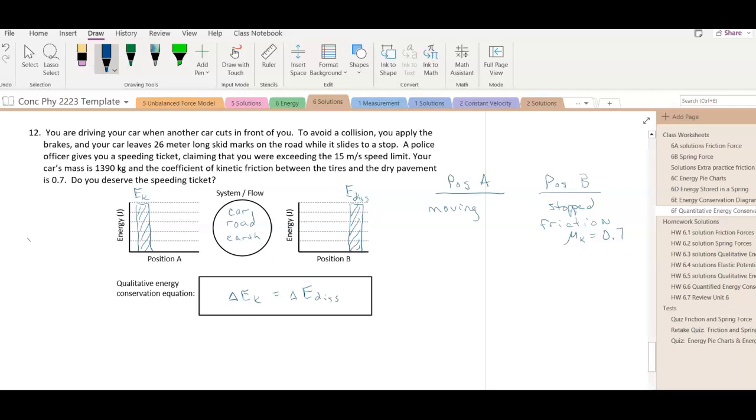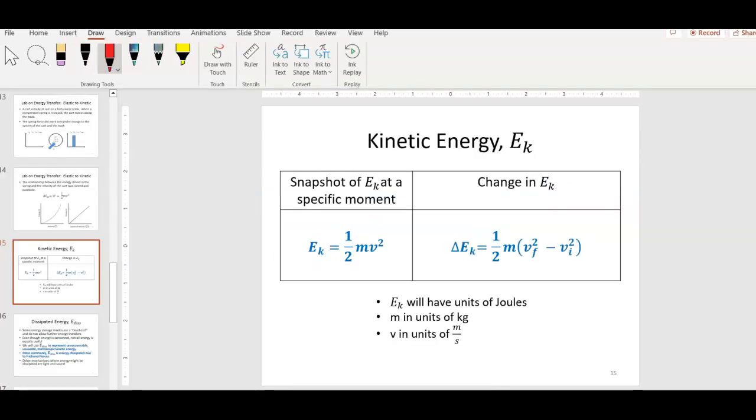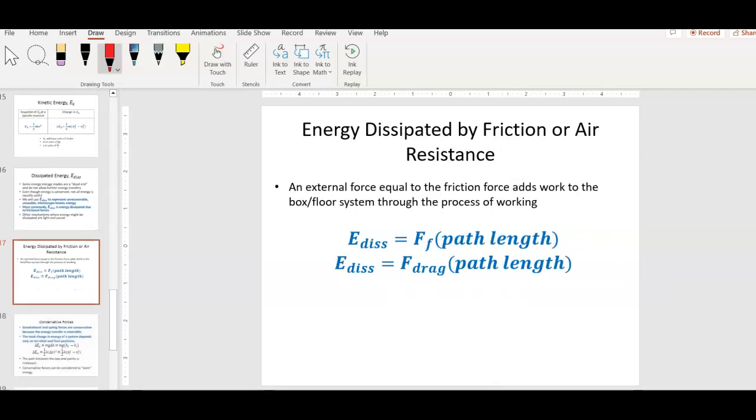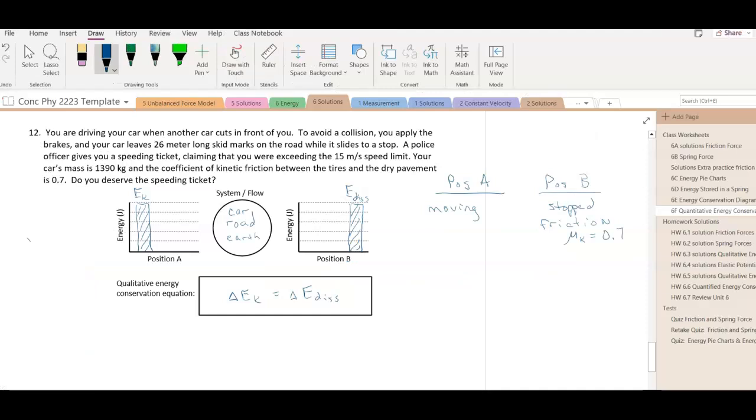At this point, it would probably be good to go back to the slides, and let's just see that there is an equation for calculating the dissipated energy. The dissipated energy is the friction force multiplied by the path length. Okay, and so we may need to use that in this problem. Okay, so I'm going to calculate the kinetic energy as half of the mass multiplied by the velocity squared. The dissipated energy will be the friction force multiplied by the path length.